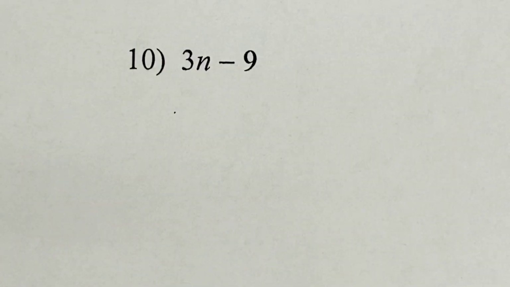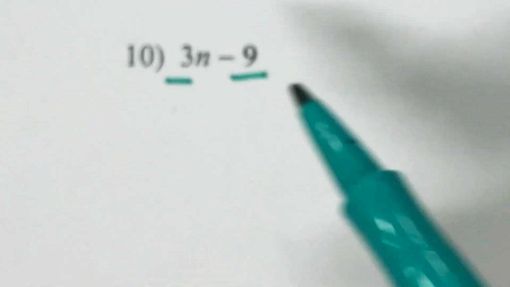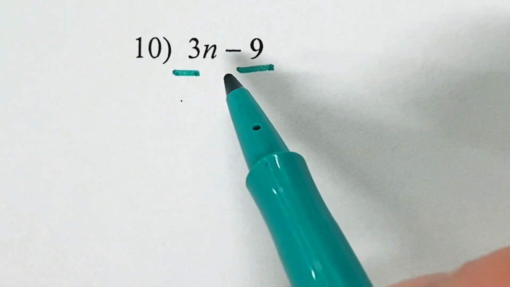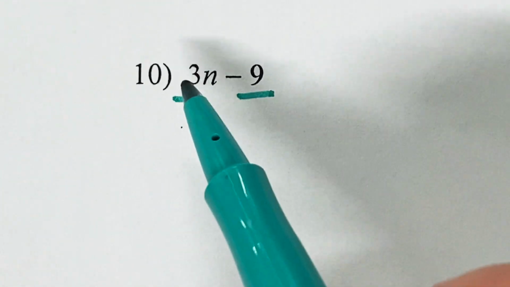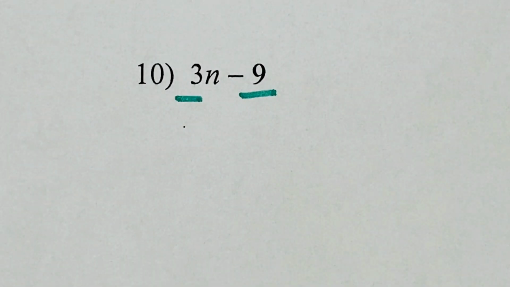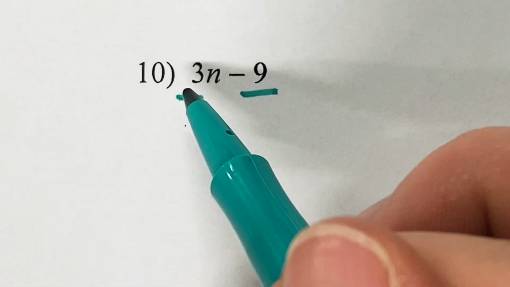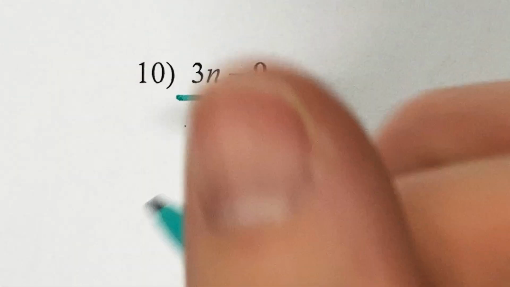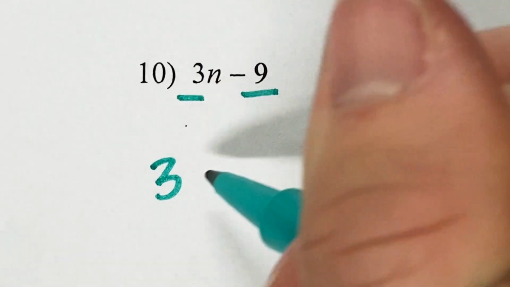Okay, last example. Let's look at our coefficients. We have 3 and 9. We're not really going to pay attention that it's negative yet. 3 and 9. What number goes into both 3 and 9? We know that 3 goes into 3, but 3 also goes into 9, so we can factor out a 3.